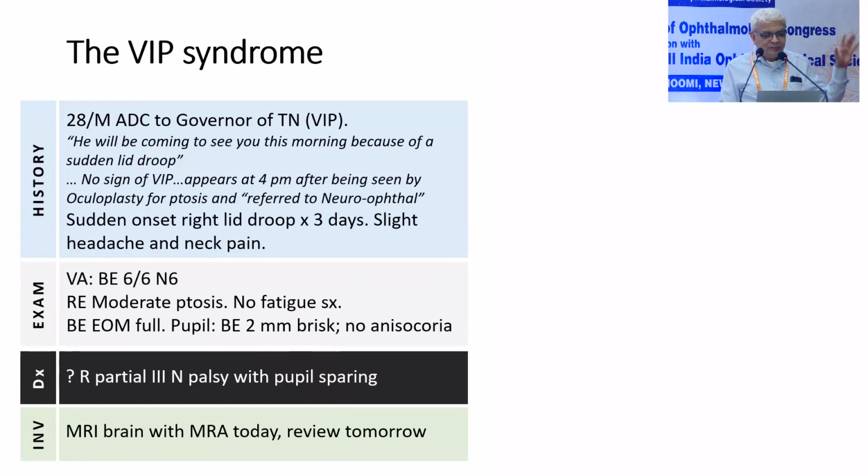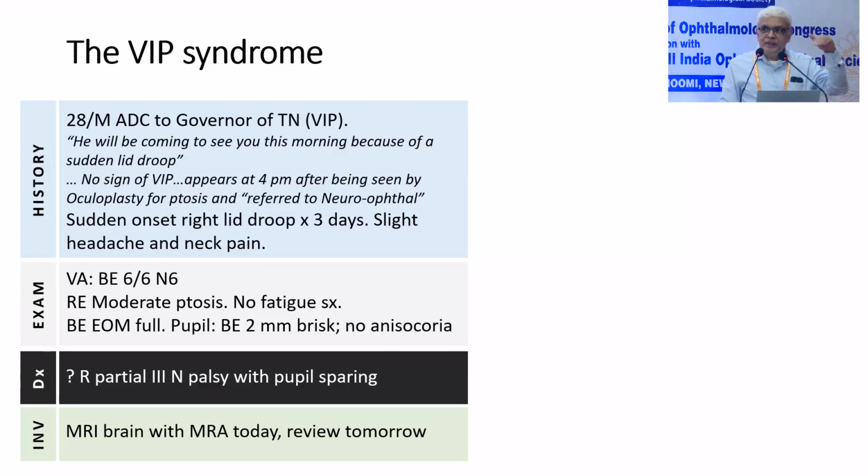Okay. VIPs. This is again, they told me that someone's coming, the ADC to the governor, a young chap, and I'm waiting for him since the morning, but no sign of him until 4 o'clock in the evening. He had ptosis, so he was seen by oculoplasty, who then said, okay, there's nothing oculoplastic about it, go and meet Dr. Navin. So he came in, and he had a mild ptosis in the right eye with some neck pain, etc. He was an athletic chap.